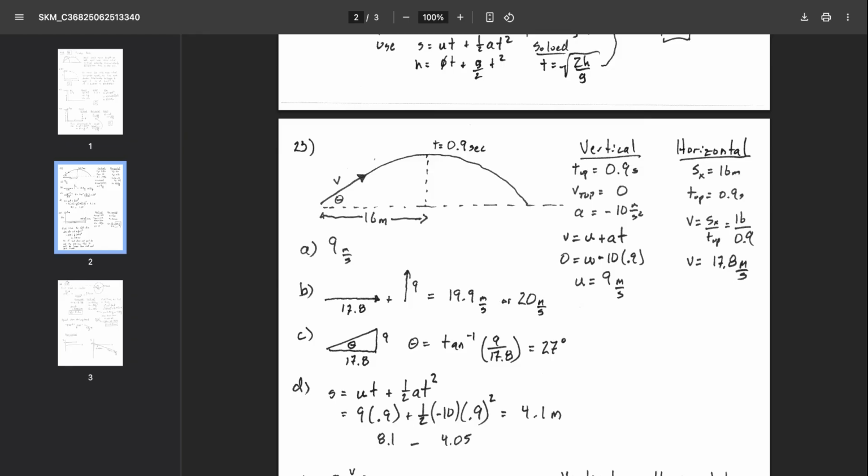For C, the angle to the horizontal which leaves the ground, you have the horizontal component and the vertical component. So just like the previous problem, use an inverse tangent. Theta is going to be tangent to the negative 1 of 9 over 17.8. I got 27 degrees when I did that.